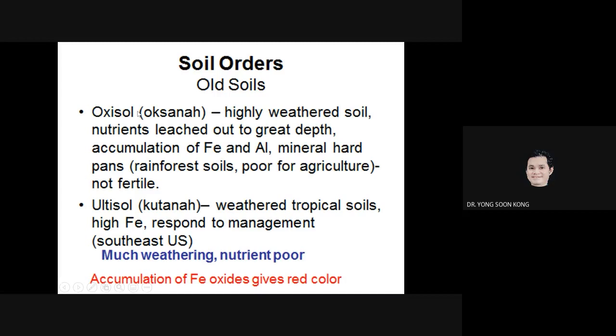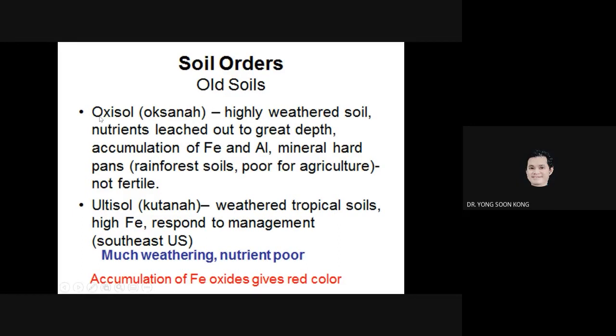Oxysols, they mostly exist in Johor, I would say. Most of the soil here in Johor has high iron and aluminium, poor for agriculture because they don't have nutrients. They are leached away. Not to say that they don't have the nutrients, but most of them are leached away. They are somewhere else. So what to do? Add more nutrients. And most of the nanas, the pineapples that you're eating right now, that are planted in Johor, are mostly planted on this kind of soil.